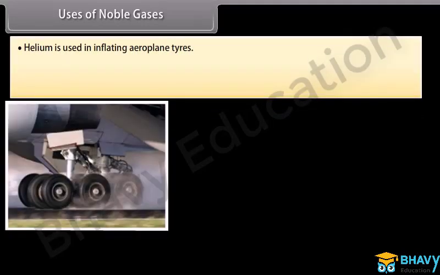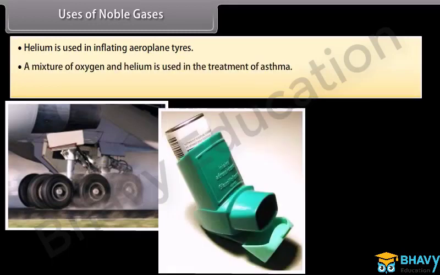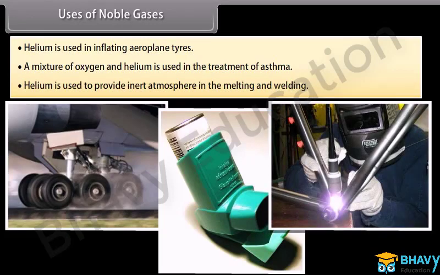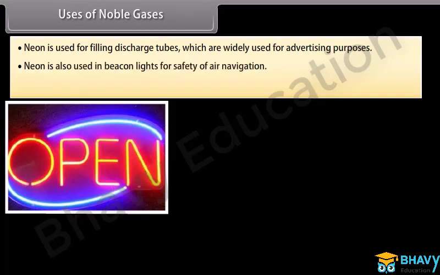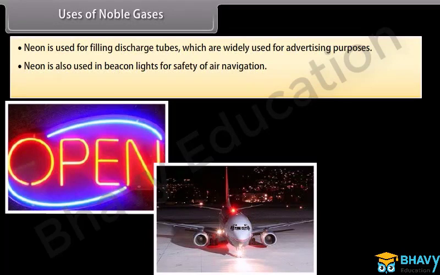Uses of noble gases. The important uses of noble gases are the following. Because of the lightness of helium, it is used in inflating aeroplane tyres. A mixture of oxygen and helium is used in treatment of asthma. Helium is used to provide an inert atmosphere in melting and welding. Neon is used for filling discharge tubes, which have characteristic colors and are widely used for advertising purposes. Neon is also used in beacon lights for safety of air navigation as the light possesses fog and storm-penetrating power.